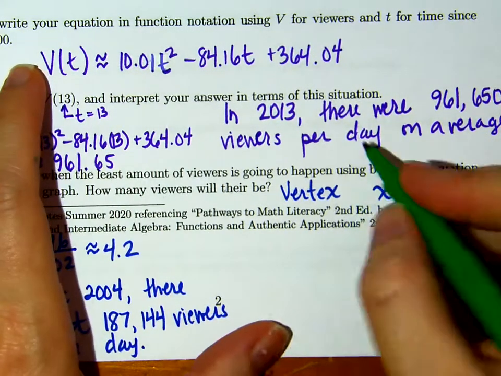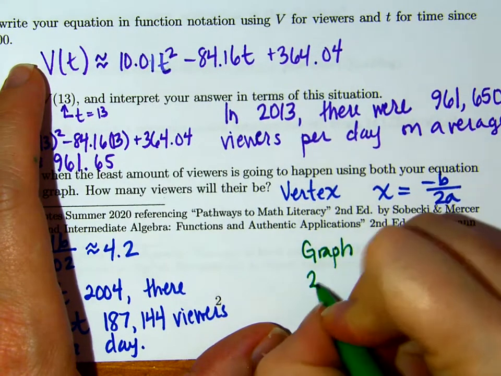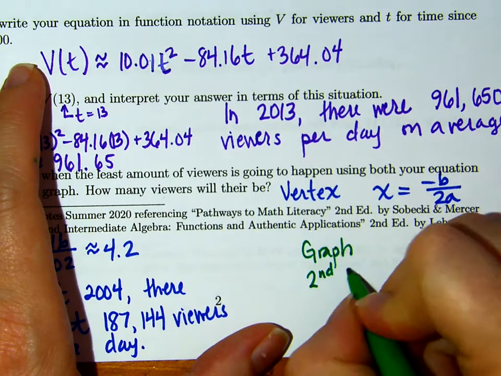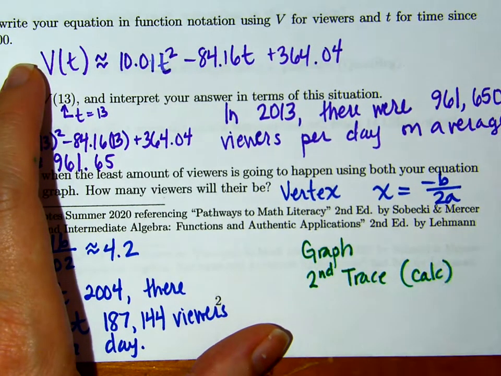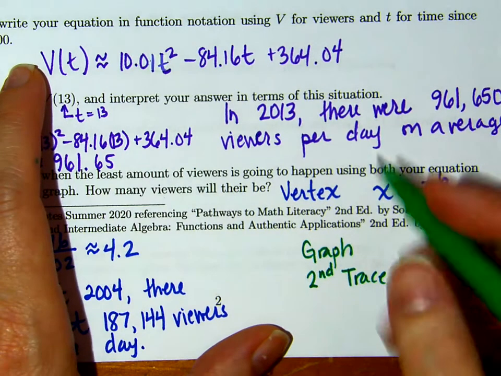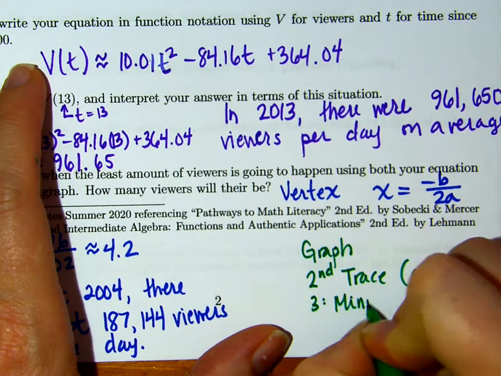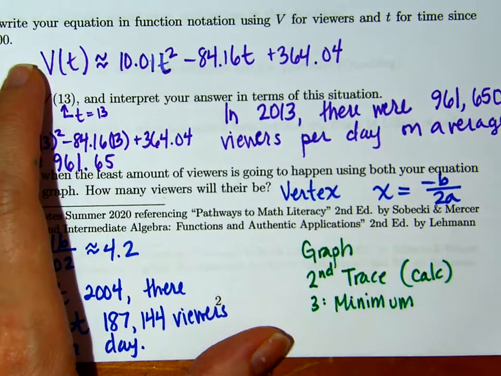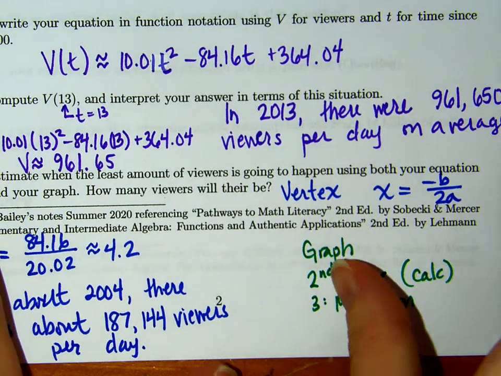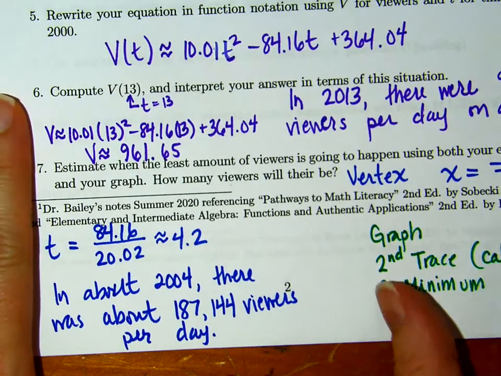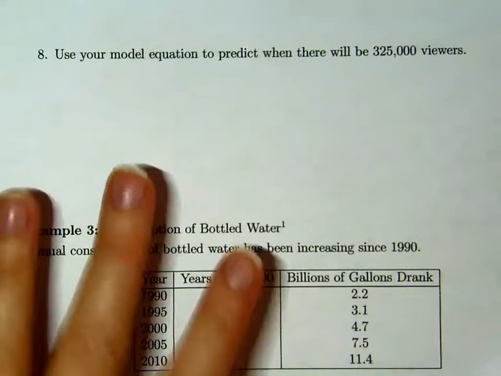Okay, so we went graph, second, trace, which was calc, and then we went down to 3 to find the minimum. And then we had to do left bound, right bound, guess, and then it did the job. But it still ended up with the same answer, so that's important.